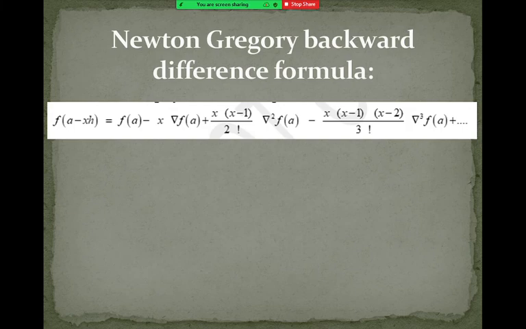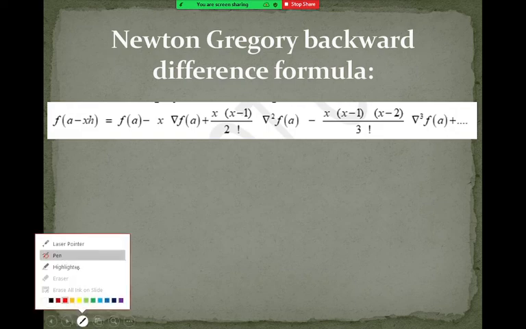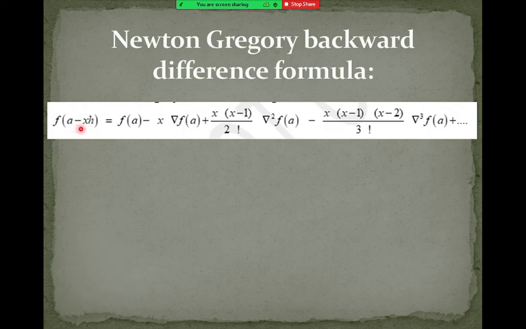Here we have the Newton's Gregory backward interpolation formula. The formula starts as f of a minus xh. Is there any doubt? So the formula is f of a minus xh is equal to f of a minus x del fa plus x into x minus 1 upon 2 factorial del square fa minus x into x minus 1 into x minus 2 upon 3 factorial del cube fa and so on. These are not like combinatorics there, so you should keep in mind these terms are a little different. So that is the backward interpolation formula.